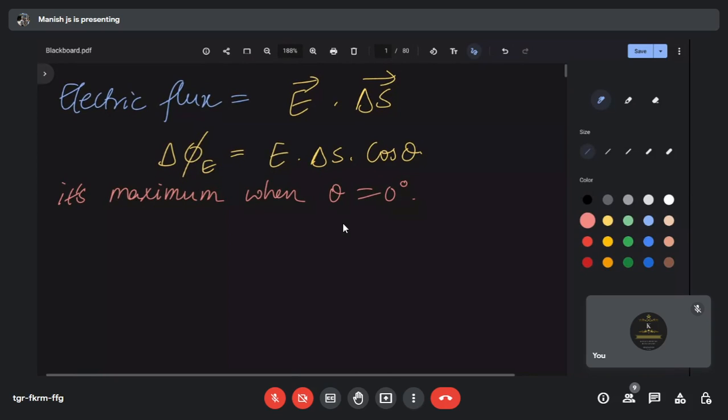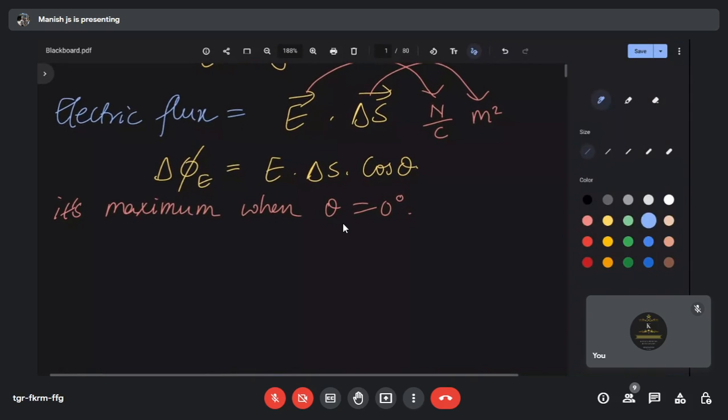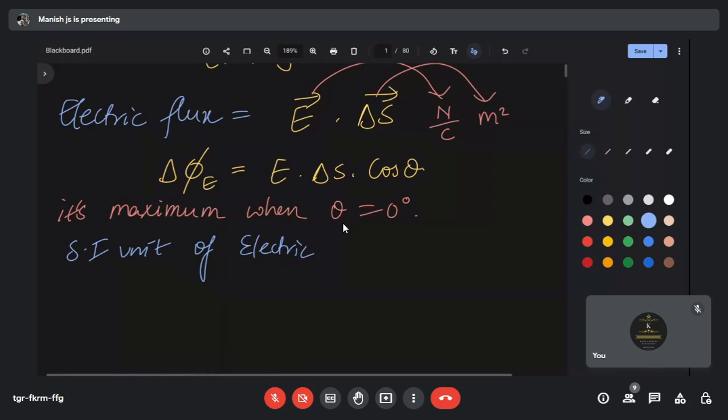Okay. So what is the unit of electric flux? The standard SI unit. For electric field, you know it is Newton per coulomb, and for area it is meter square. So combining both, what would be the SI unit of electric flux? Newton meter square per coulomb. Yes, the SI unit for electric flux is Newton meter square upon coulomb. So this is the SI unit of electric flux. This is one aspect of it.